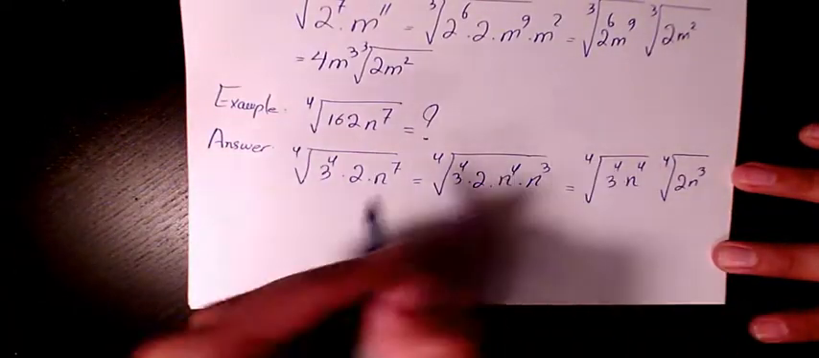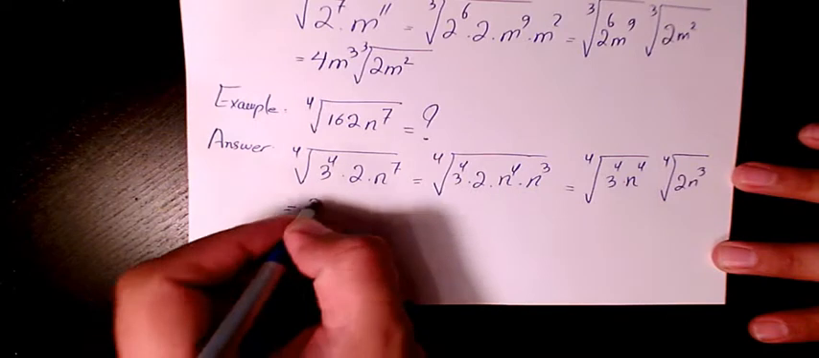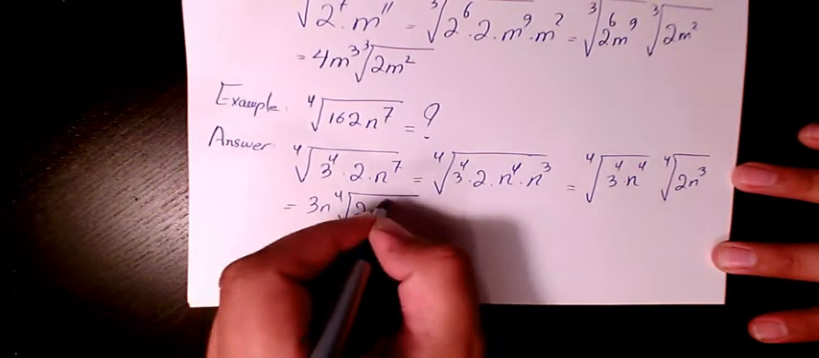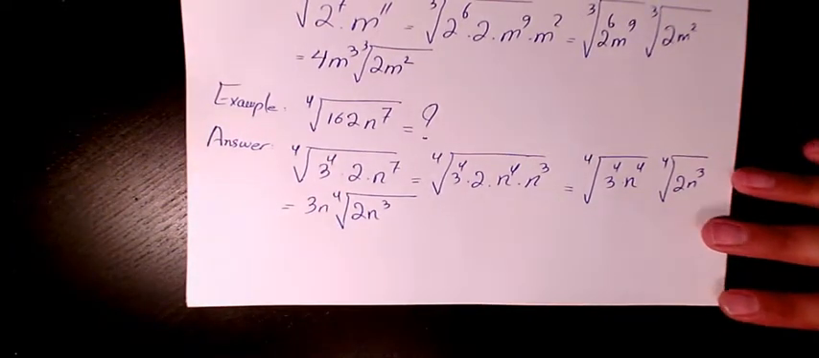Then we can simplify this part. Will be 3n times the 4th root of 2n to the power of 3. This is the final answer.